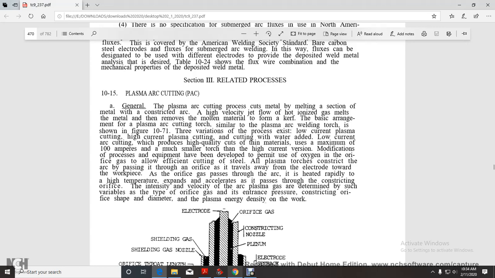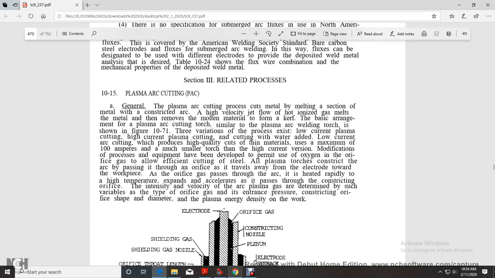The basic arrangement of this plasma arc cutting torch is similar to the plasma arc welding torch, as shown in Figure 10-71. Variations of the process exist: low current plasma cutting, high current plasma cutting, cutting with water added, and low current cutting, which produces high quality cuts of thin materials. It uses a maximum of 100 amps and a much smaller torch than higher current conversions. Modification of process equipment has been developed to permit the use of oxygen in the original orifice to allow efficient cutting of steel with the plasma torch.